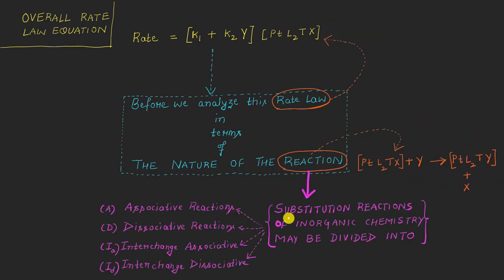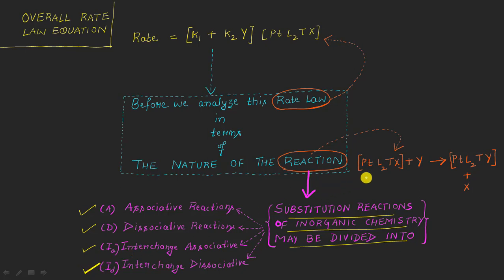You can see here the substitution reactions in case of inorganic chemistry may be divided into 4 different categories. It may be associative type of reactions, it may be dissociative type of reactions, followed by interchange associative, and lastly we can also have interchange dissociative type of reactions.